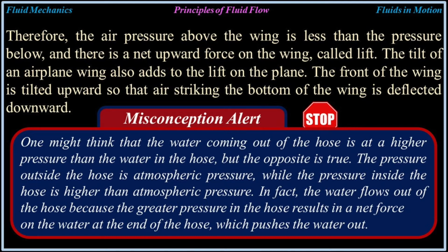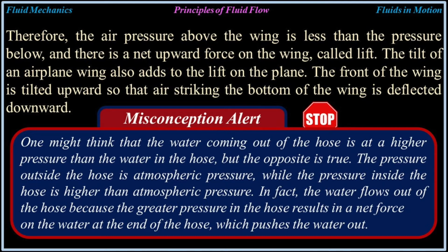The tilt of an airplane wing also adds to the lift on the plane. The front of the wing is tilted upward so that the air striking the bottom of the wing is deflected downward.